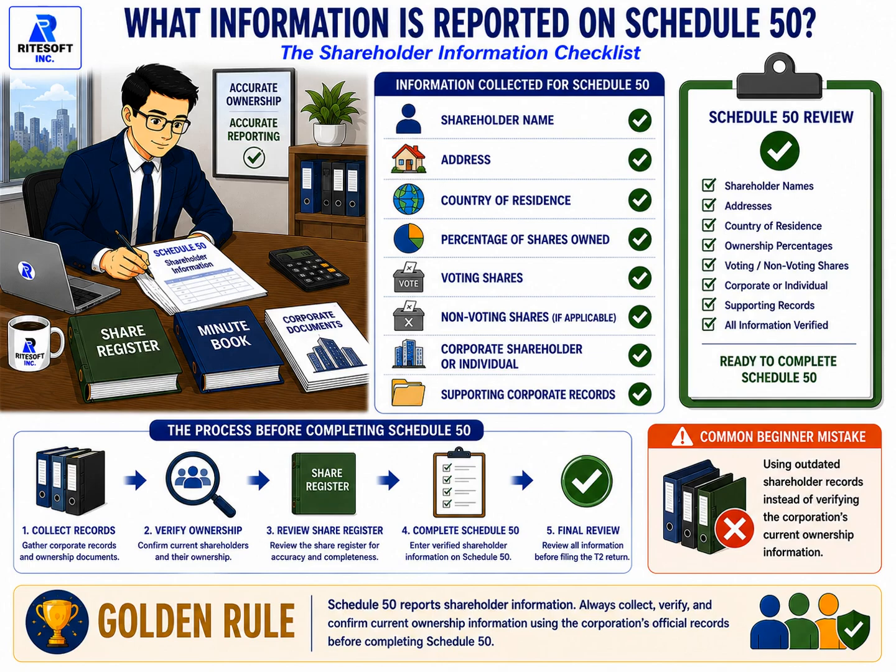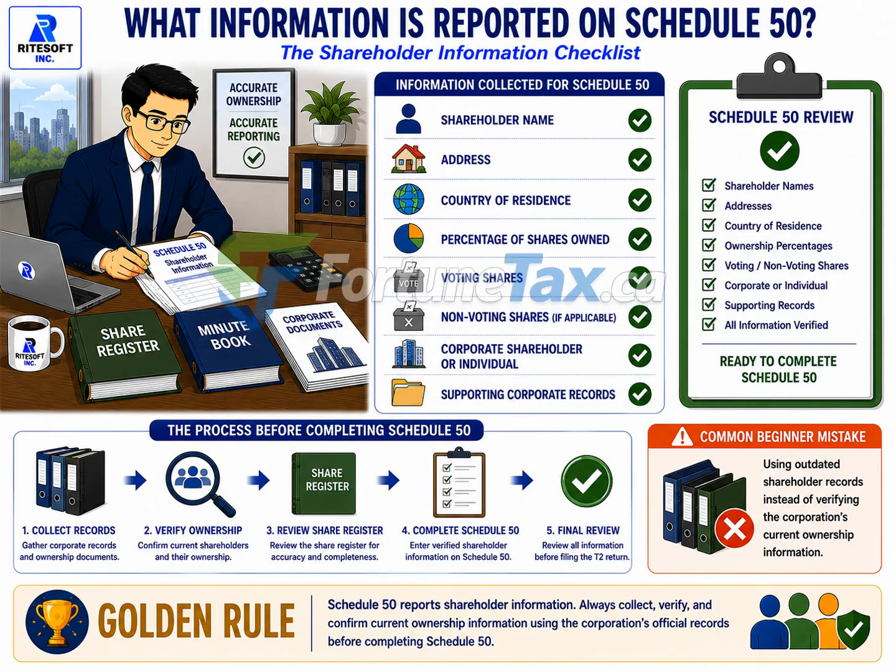Every shareholder who is required to be reported on Schedule 50 should be identified accurately using the corporation's official records. Next is the shareholder's address. This helps identify the shareholder and ensures that the corporation's records are complete and up to date. The tax preparer also records the shareholder's country of residence. This information is important because shareholder residency may affect certain tax reporting requirements.